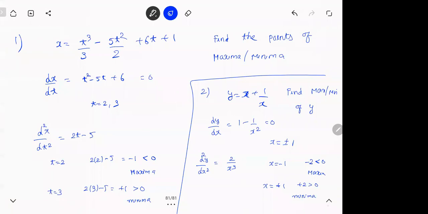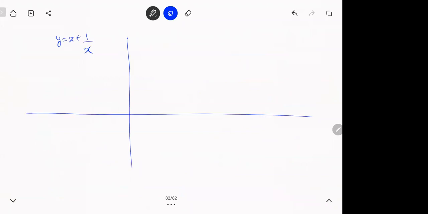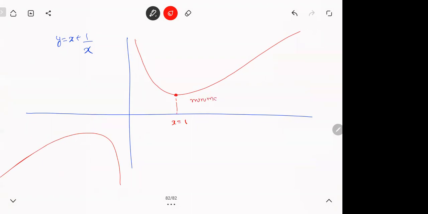I can turn the page. Now, if you draw the graph for this, see how this thing looks. Y is x plus 1 by x. Look at this thing. When x is 0, you get infinity. The graph looks like this. This is x is 1. This is the minima. This is x is minus 1. This is the maxima.